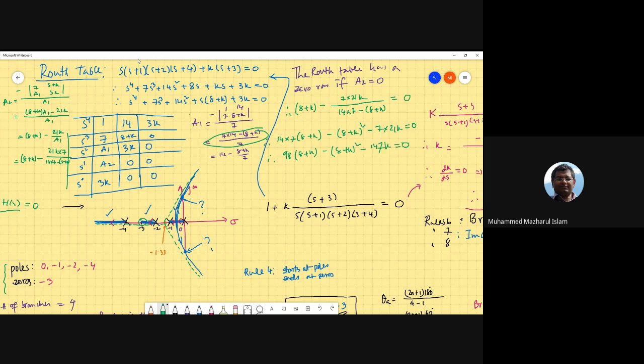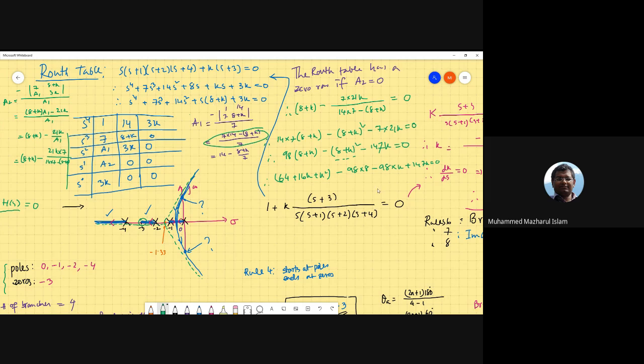Now break down this 8 plus k whole square and then rearrange. So 8 plus k whole square, and you can of course multiply everything with a minus. So 8 square is 64 plus 16k plus k square. That's the breakdown of the square. Then minus 98 into 8 minus 98 into k plus 147k. I've multiplied everything with minus 1. Okay, so now simplify this and solve for k. You will get a value.